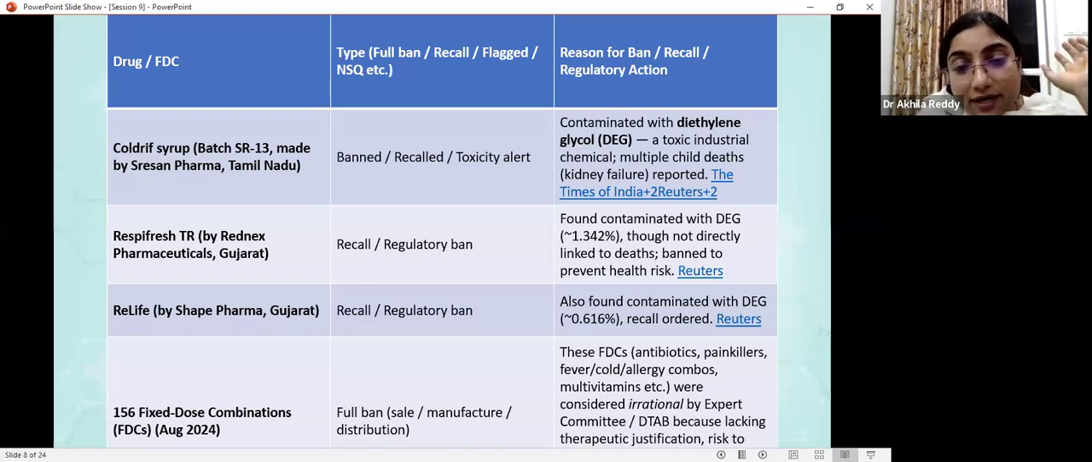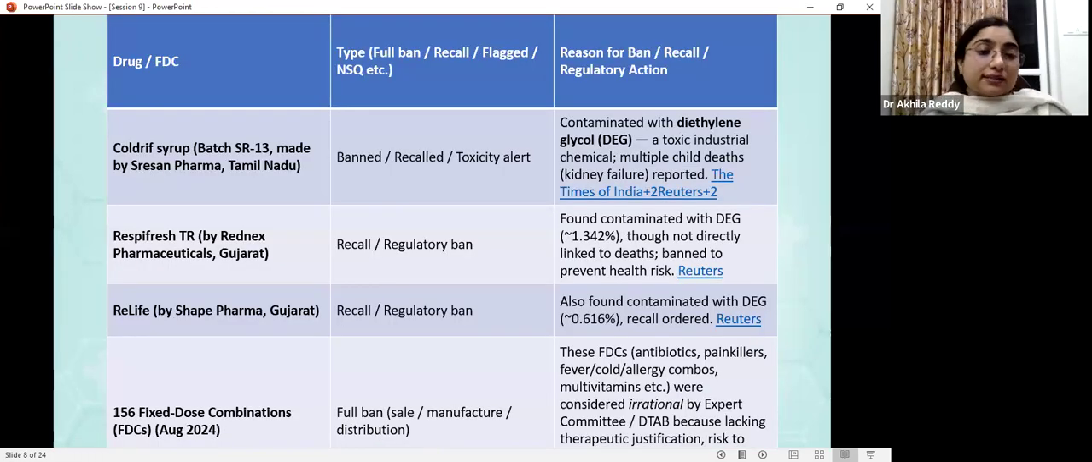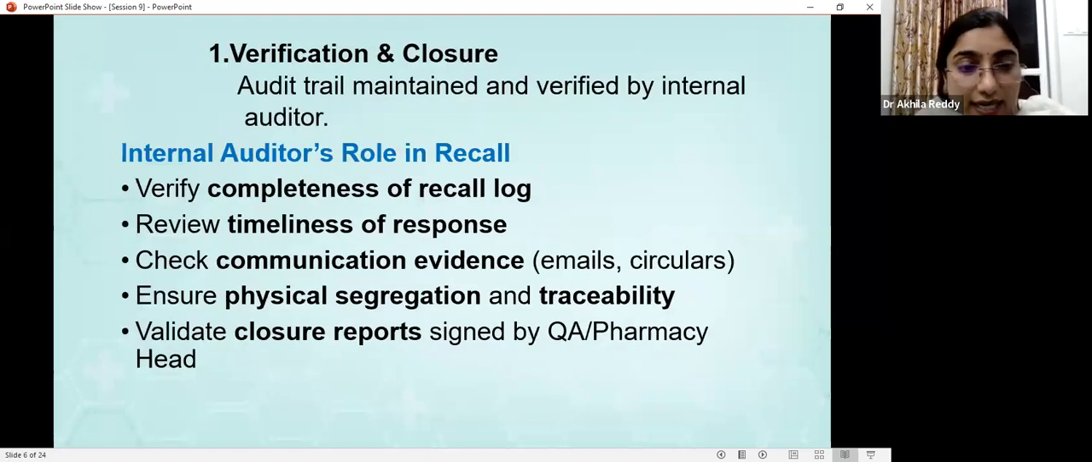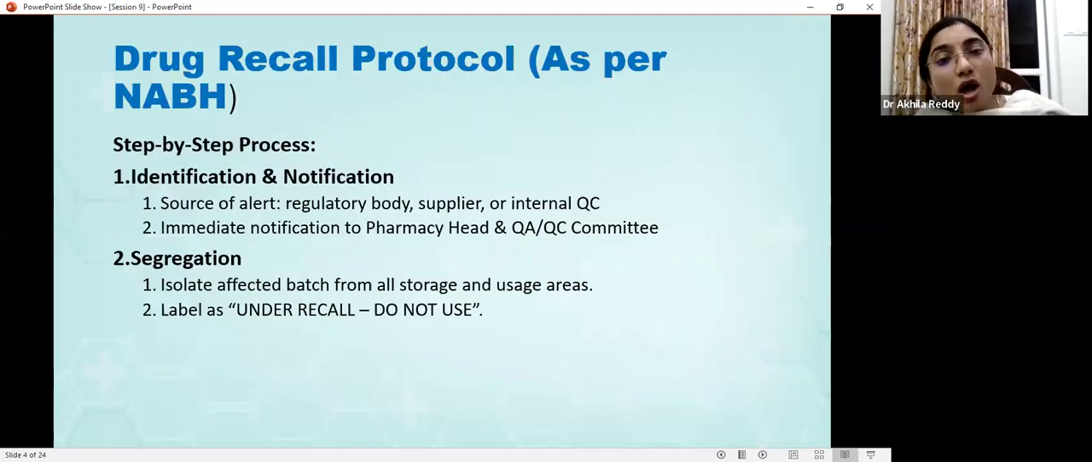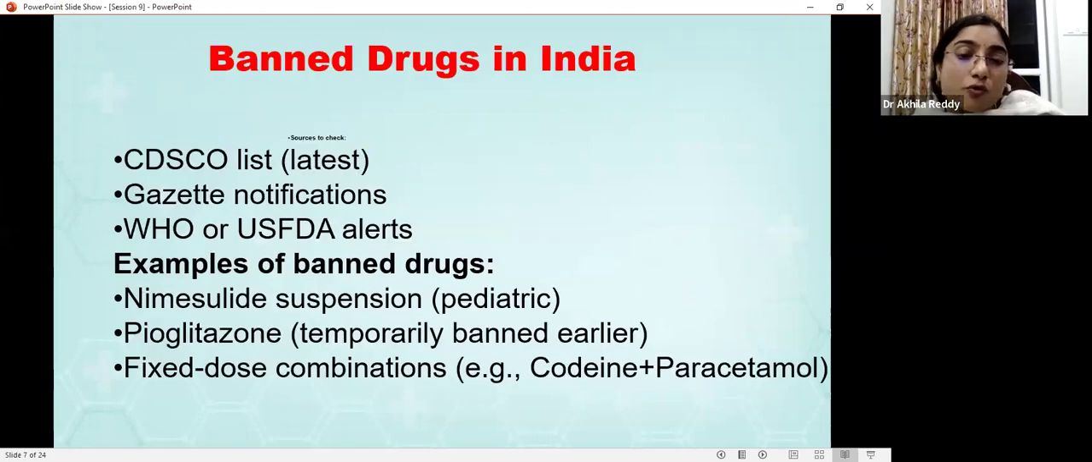A few medications were completely banned and recalled after reaching the patient. A few medications were banned by regulators, and a few were stopped at the manufacturer itself. That is a complete full ban, whether on sale, manufacturing, or distribution, wherever it is. That is completely banned with the combination of the drugs. So till now we have seen what we are supposed to do whenever we get a drug recall, and how it should be documented in the hospital. Now, for the banned drugs, how can we check all these things we have seen till now? These are the sources.